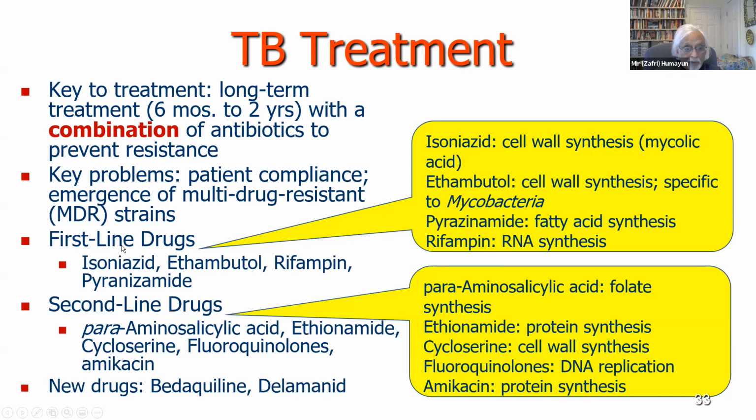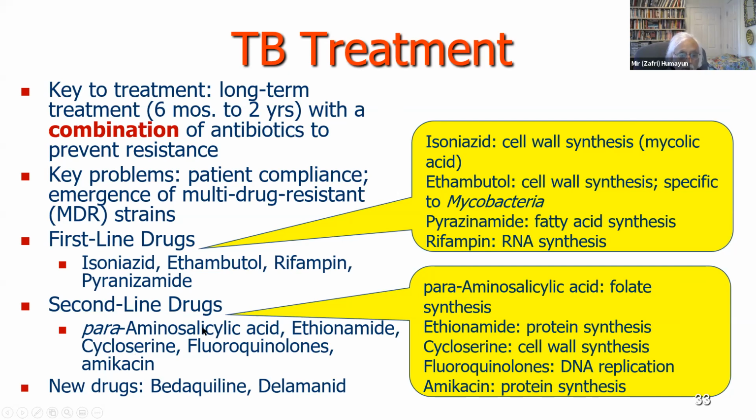Okay, many of the first line drugs are drugs that target the cell wall. For example, isoniazid, ethambutol, both of these target cell wall synthesis. Okay, pyrazinamide targets fatty acid synthesis, which again is related to the cell wall, right? So the only one member of the first line drugs that does not specifically target the cell wall is rifampicin, spelled either way, rifampicin or rifampin. This targets RNA synthesis in bacteria, right? So these are all first line drugs.